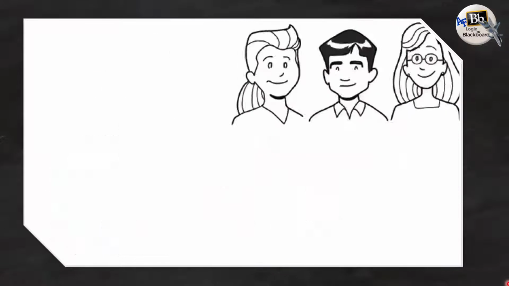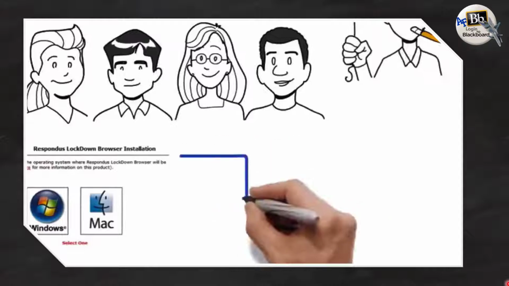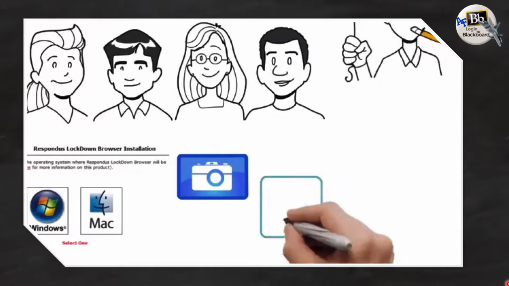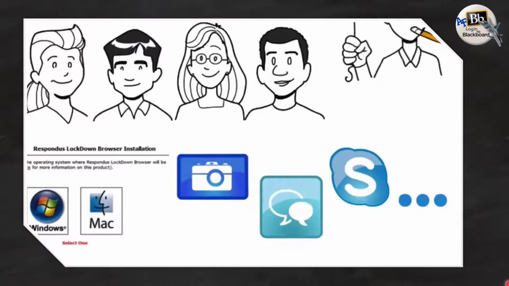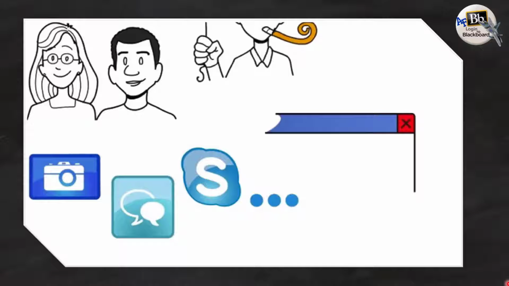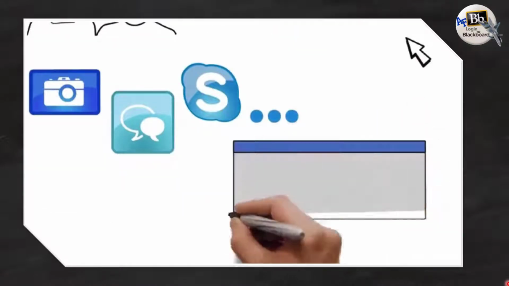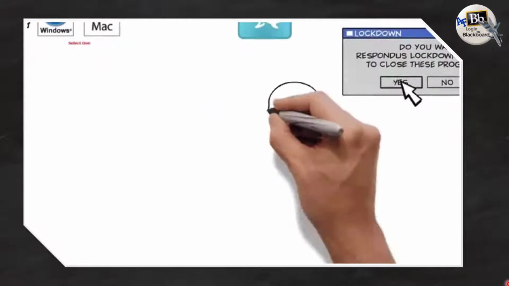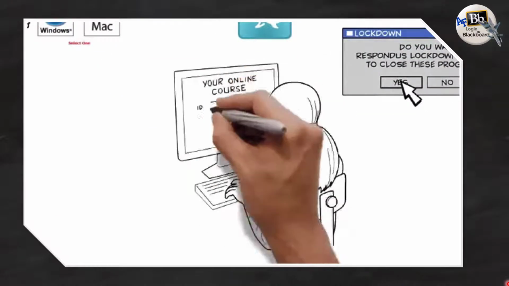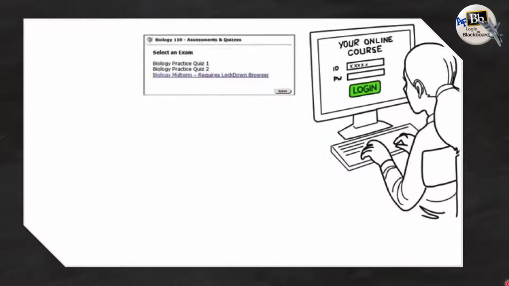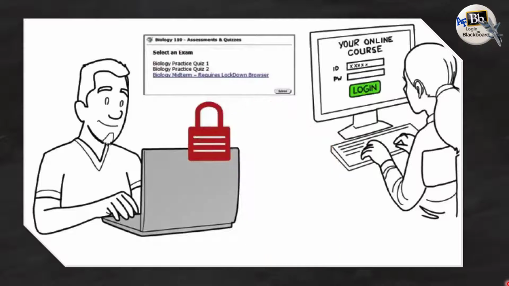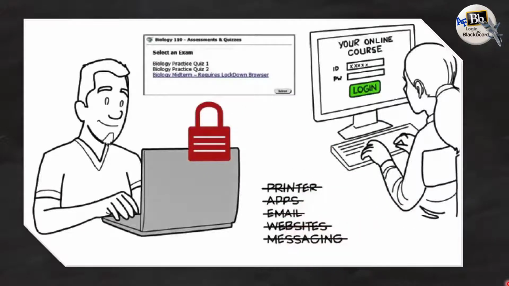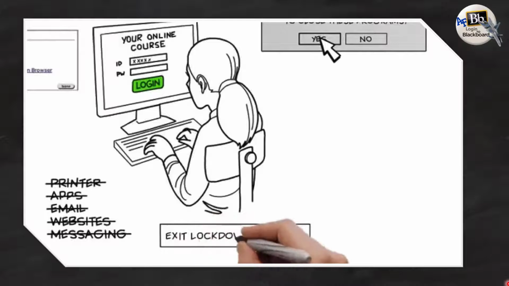A level playing field. When you start it, Lockdown Browser might warn you that certain applications have to be shut down before you continue, like screen capture programs, instant messaging, Skype, pretty much anything that lets you communicate with the outside world. You can close those applications yourself or let Lockdown Browser do it for you. The browser will then go to the login page for your online course. Log in like you normally do and locate the exam that requires Lockdown Browser. Remember, after the exam starts, you won't be able to do other things on your computer until you finish the exam. When you're done, just exit Lockdown Browser and you'll be all set.